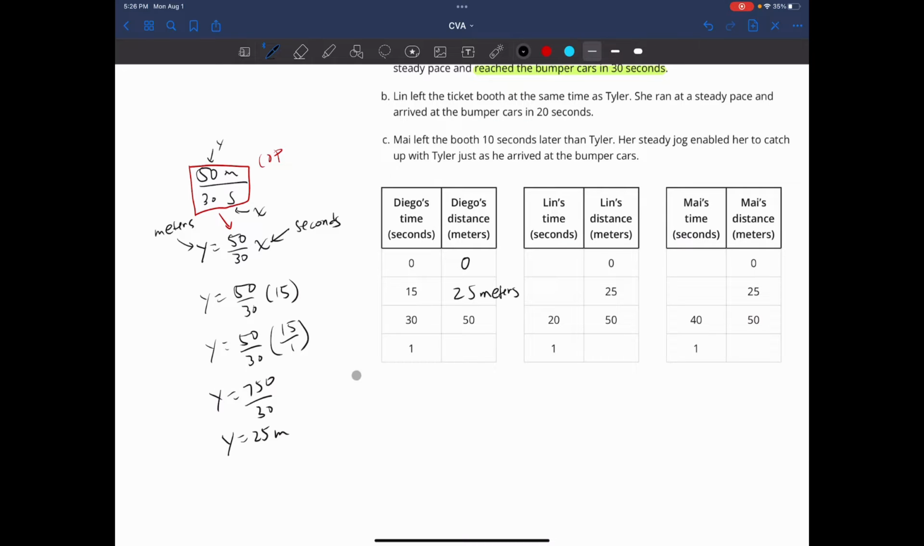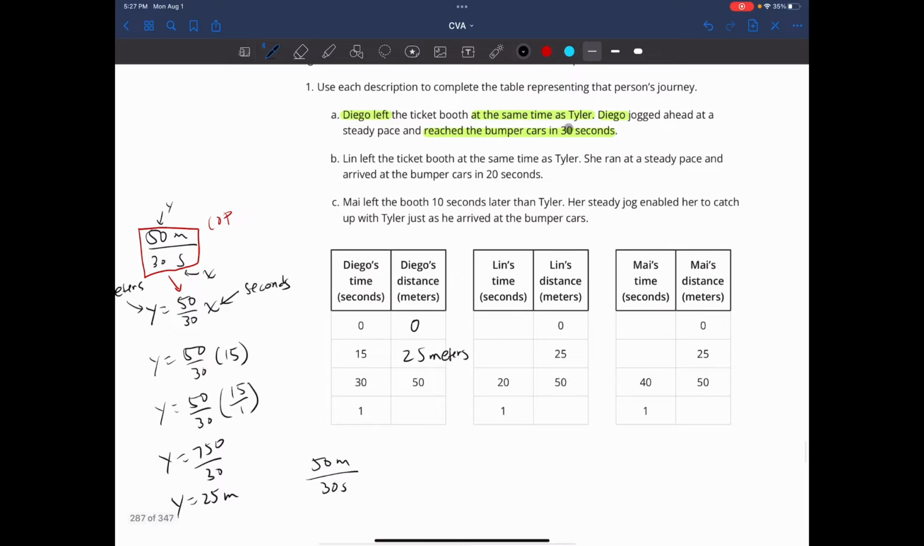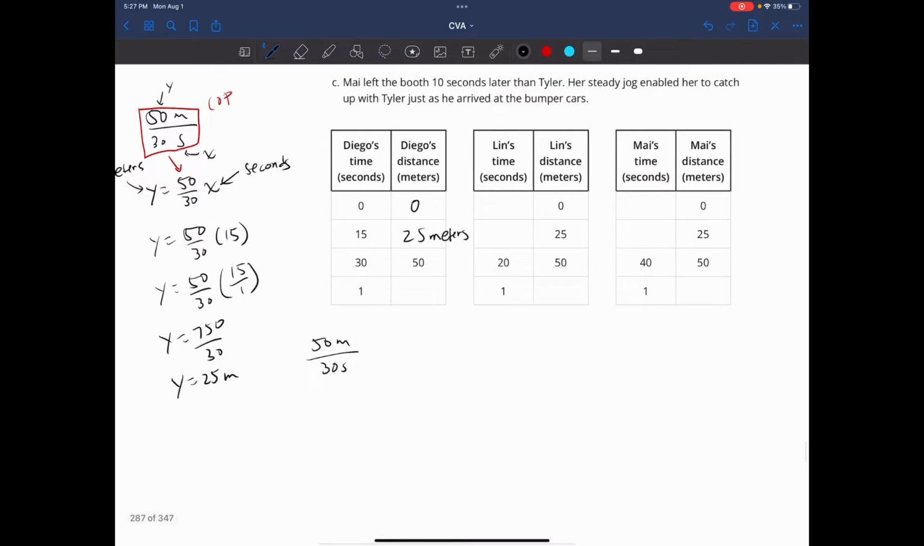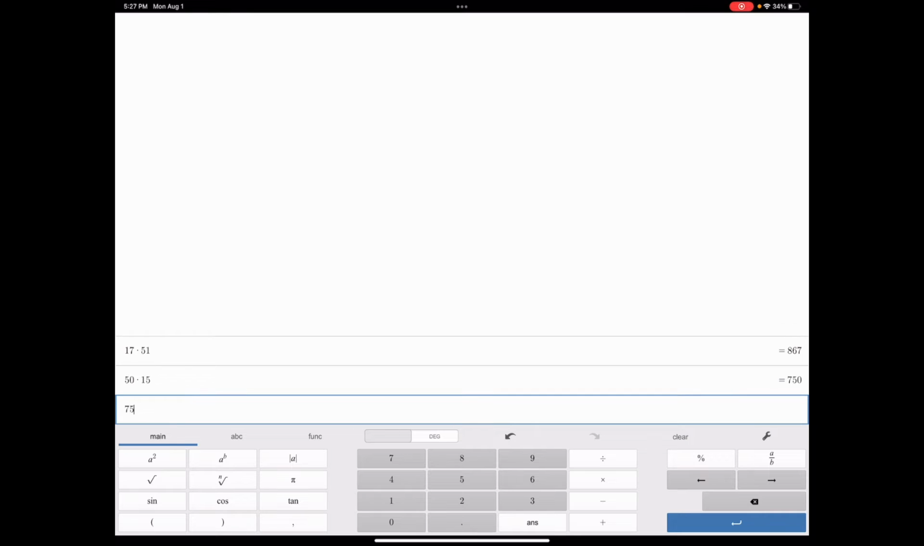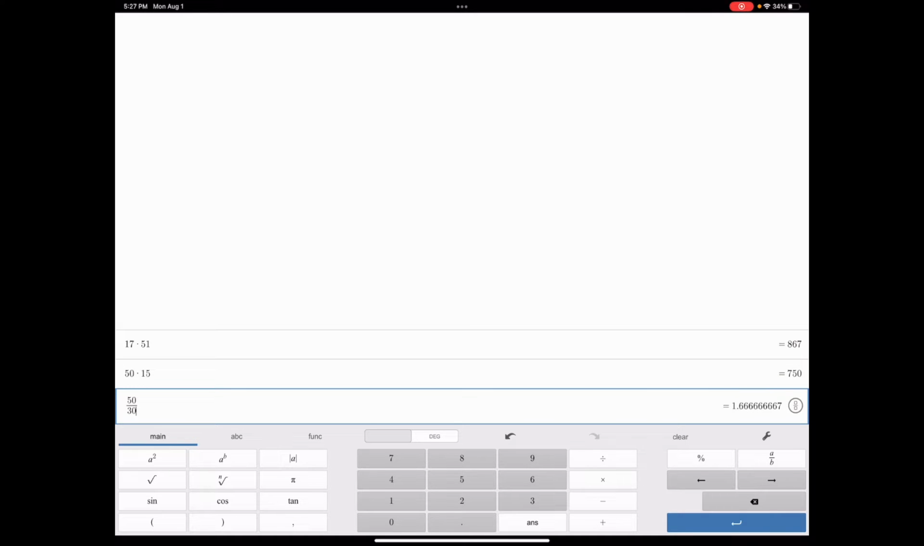Okay. And how about the 1, right? After 1 second. Well, we got 50 meters per 30 seconds, like what we got right here. And we're going to divide it by 30, like orange for the dividing. Divide 30 and divide 30. And that's going to be equal to 50 divided by 30. 50 divided by 30 is 1.6666.